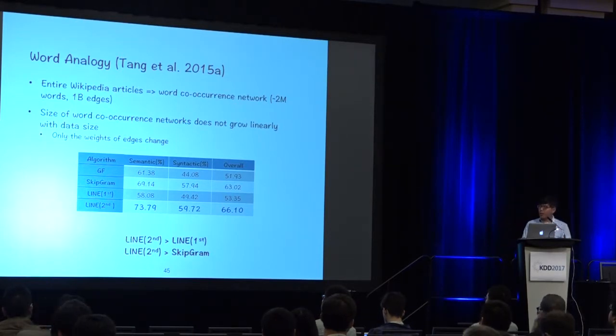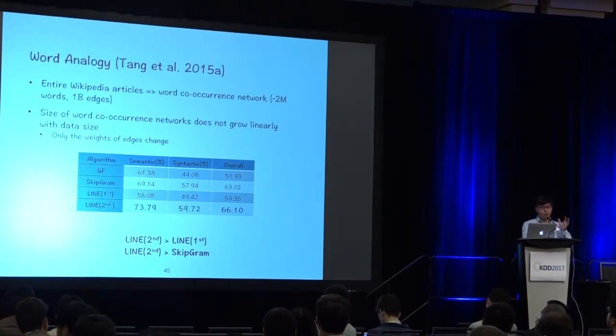So this is because the word co-occurrence network can capture the global distribution of the word co-occurrence compared to the original word sequence. So that's why we construct a word co-occurrence network from the text first, and then we embed the word co-occurrence network. That's why we can get better word embedding results.